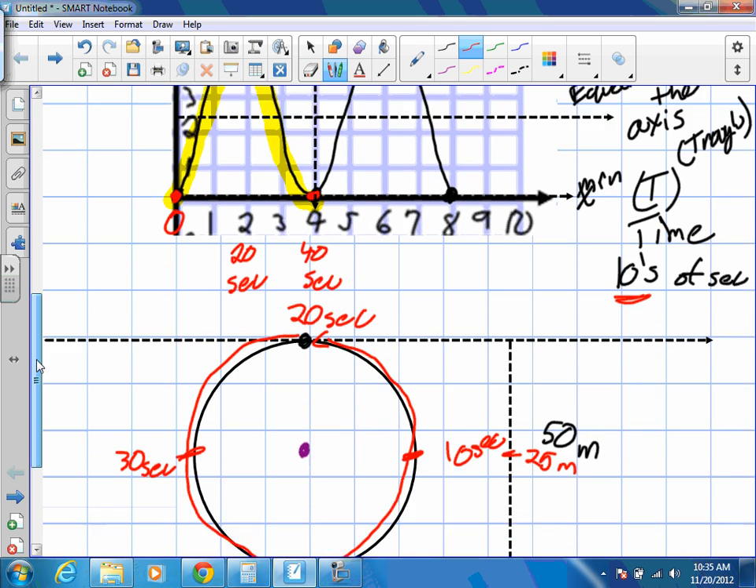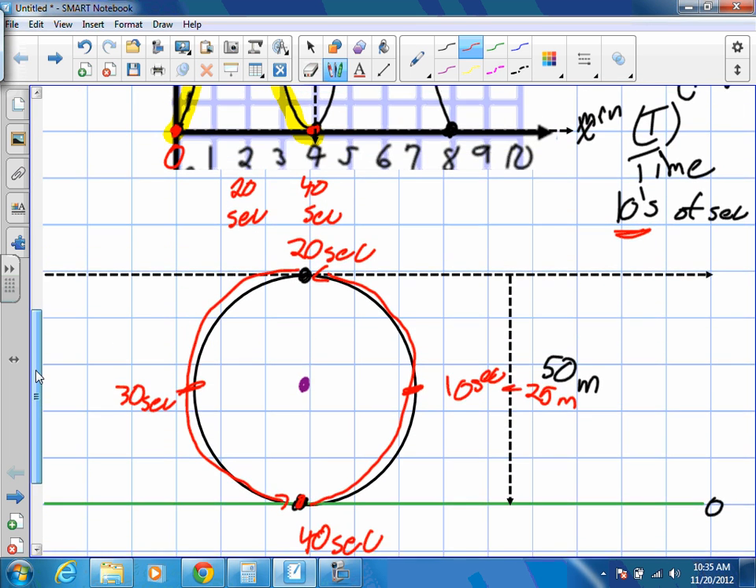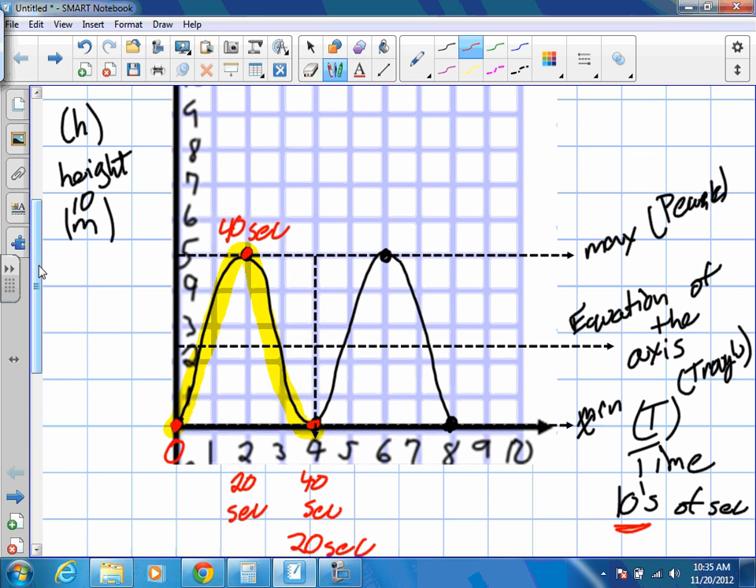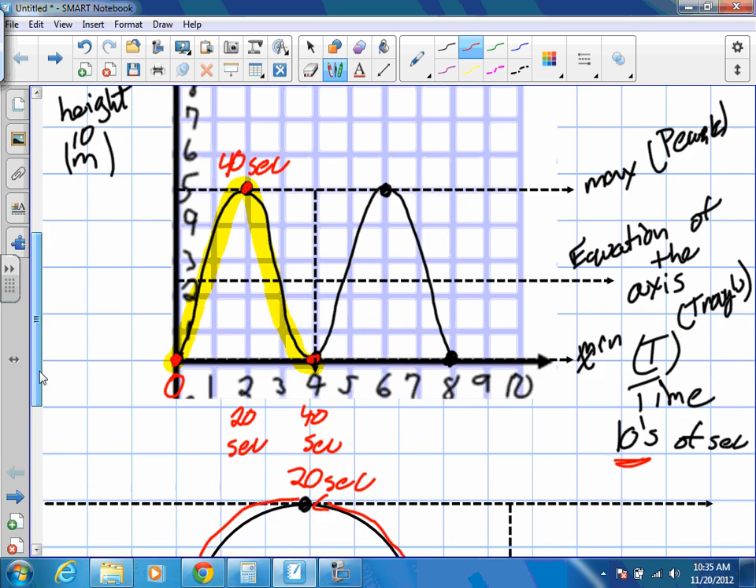So we've got that. What is the range of this Ferris wheel? From the bottom to the top, how long is it? That's right, good. So this is the range of the object. That's our 50 meters.